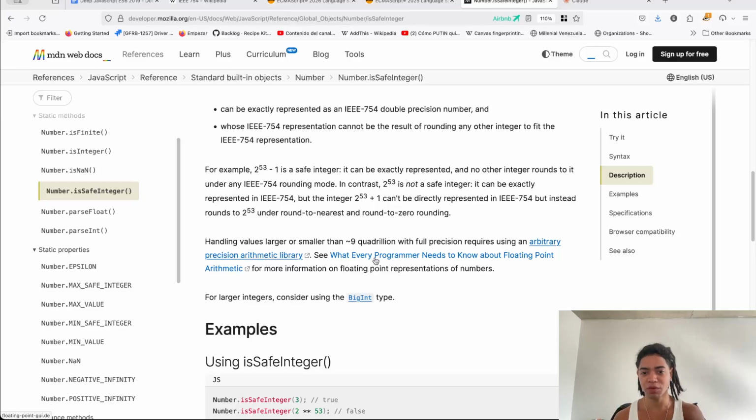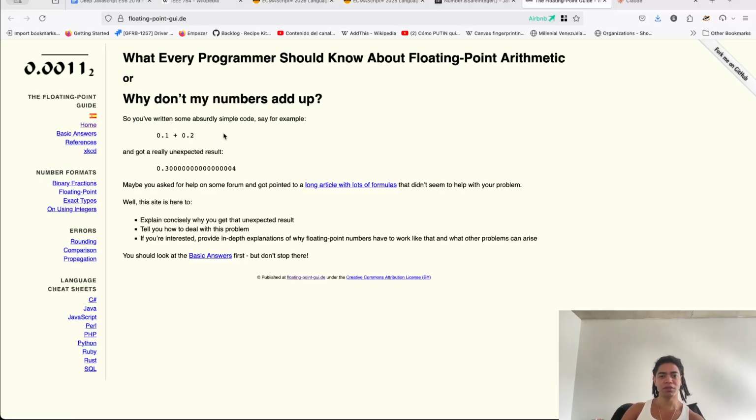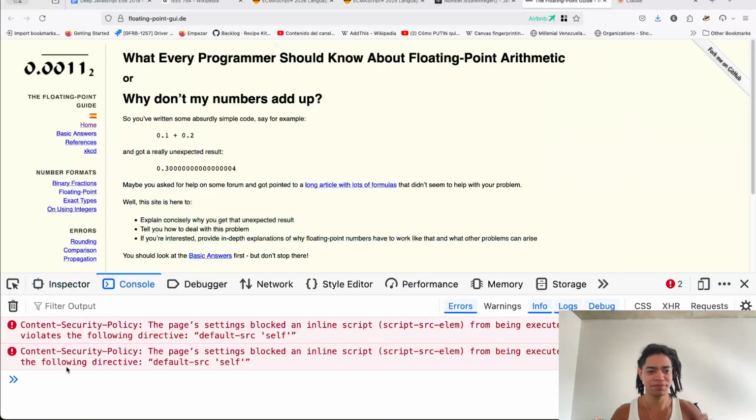Okay, see "What Every Programmer Should Know About Floating-Point Arithmetic," or "Why don't my numbers add up?" So you are reading some absurdly simple code, say like this: 4.1 plus 4.2, and then it tells you this, and you got a really unexpected result.